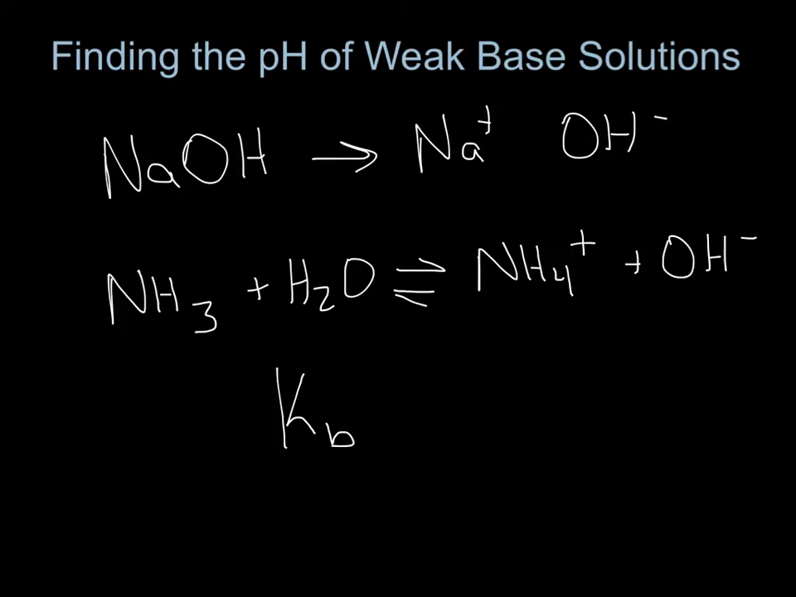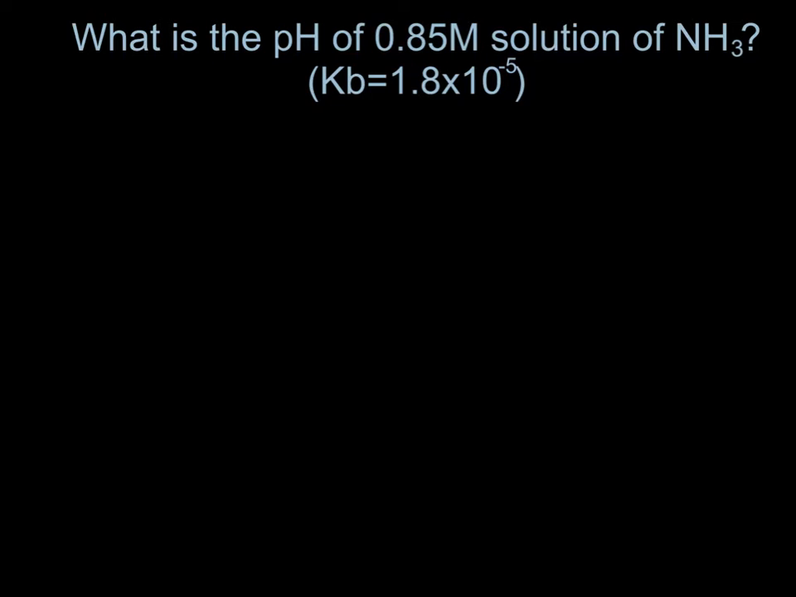In the weak acid problems, we were solving for the concentration of the hydronium ion. Here in weak base, we're finding hydroxide. So in a weak base problem, our x will be hydroxide, and so the negative log of x is not pH, rather it's pOH. For our sample problem, we'll be finding the pH of a 0.85 molar solution of ammonia. Ammonia is a weak base with Kb 1.8 times 10 to the negative fifth.